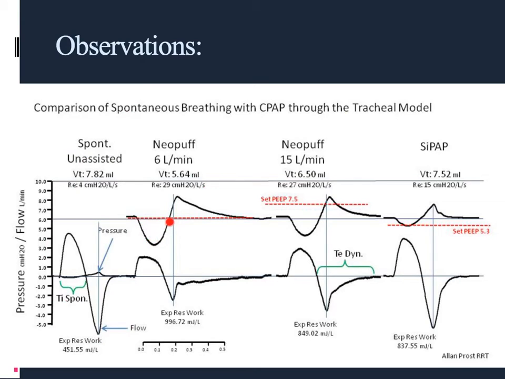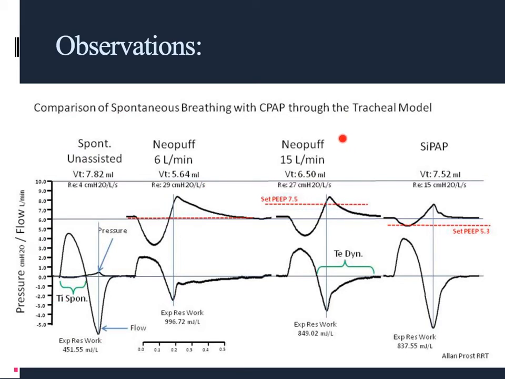but we're creating a significant amount of inspiratory work for our patient because they have to draw down this large amount, almost about 3 centimeters of water pressure, to draw the breath in. And you can see that limits our inspiratory flows and prolongs our expiratory flows. So here, this is our work of breathing through the NeoPuff system set at 6 liters per minute.